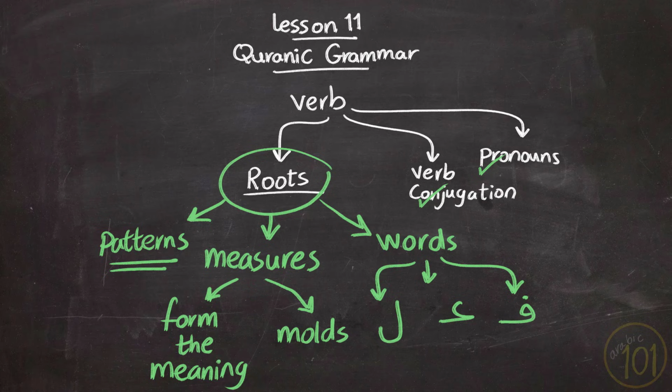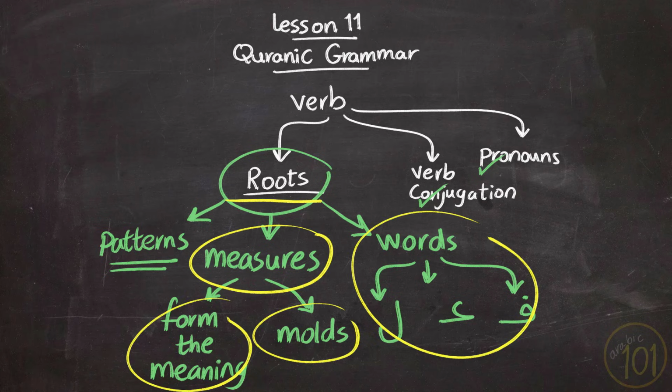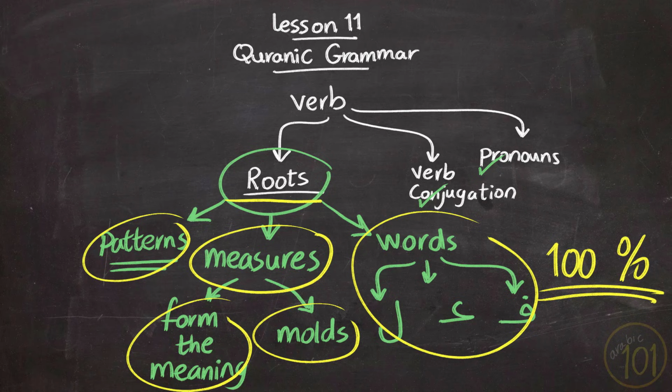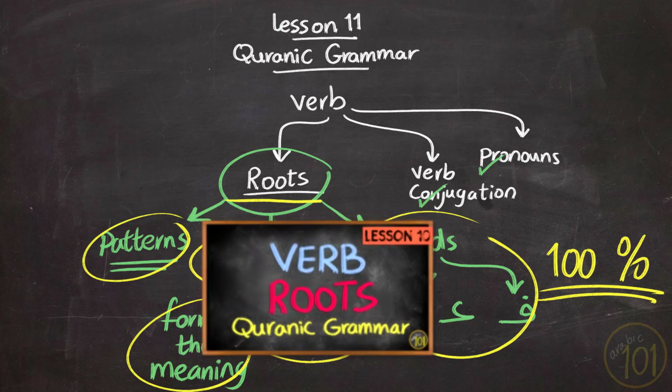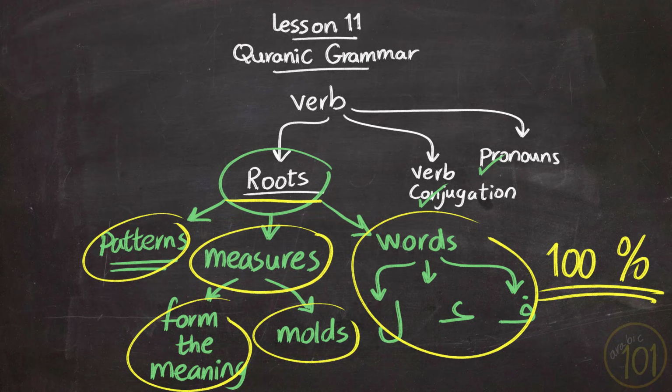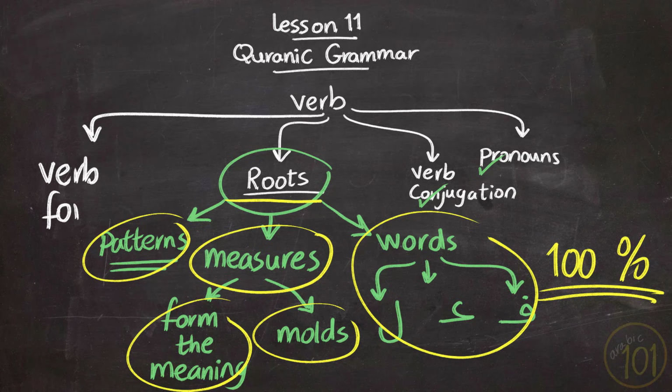And here I gotta say that if any of these concepts is not 100% understood, then I highly recommend going back to Lesson 10 to remember what these concepts were. And today we're going to have a closer and more detailed look at the measures of Arabic verbs. We also call them verb forms.